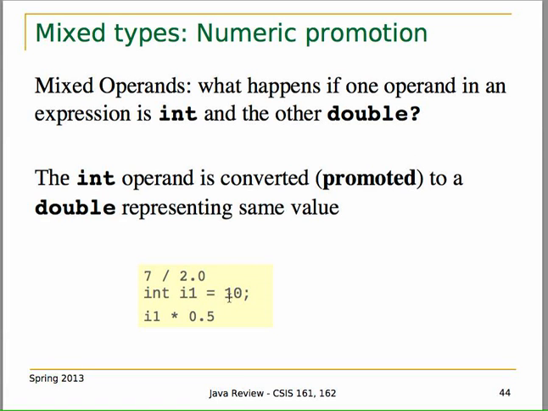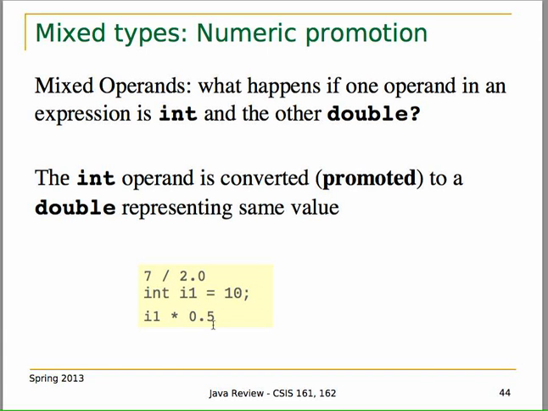Promotion we talked about. If you have something like 7 divided by 2.0, this means that the 7 will get promoted to a double, so that Java can send this operation to the hardware floating point arithmetic logic unit. That piece of hardware is what does an operation like this. It'll say 7 divided by 2.0 is 3.5, and so the result of this will be a double.